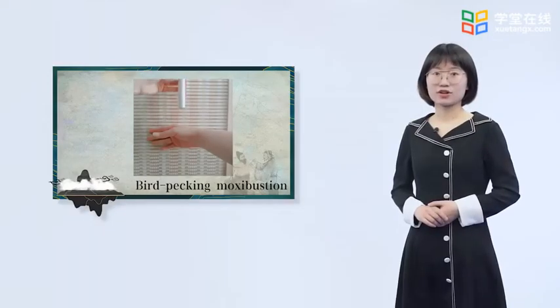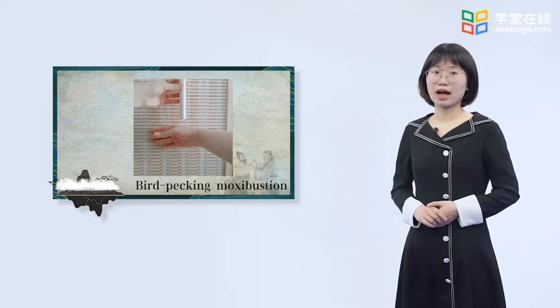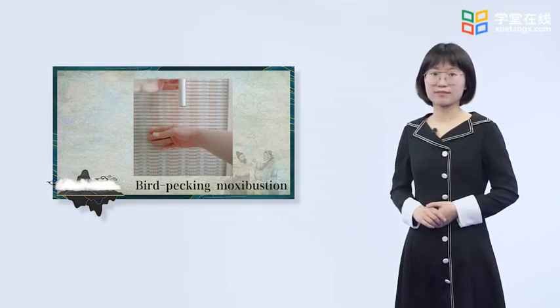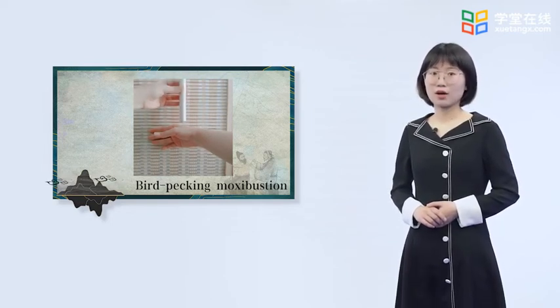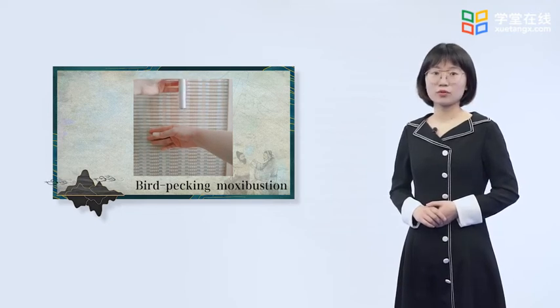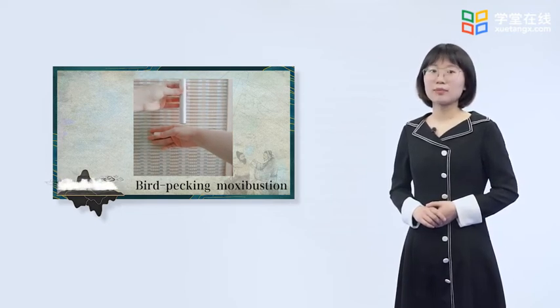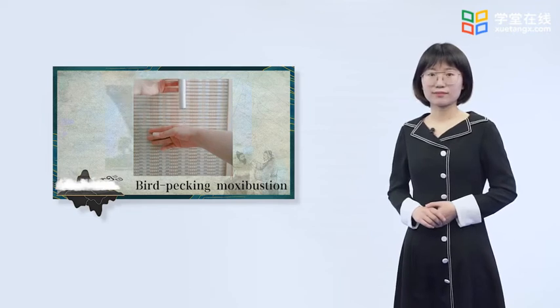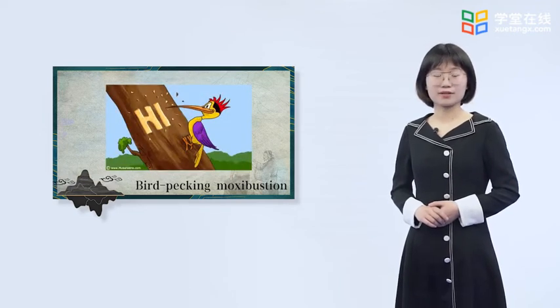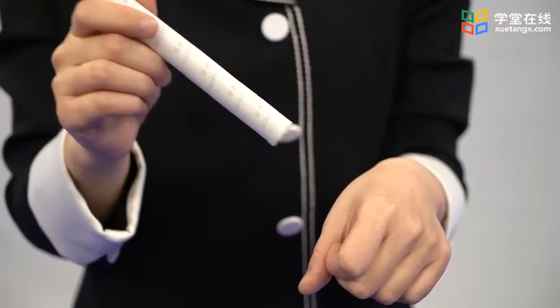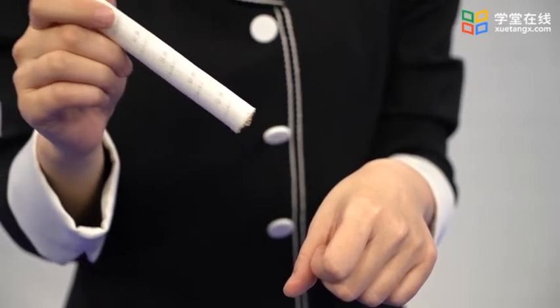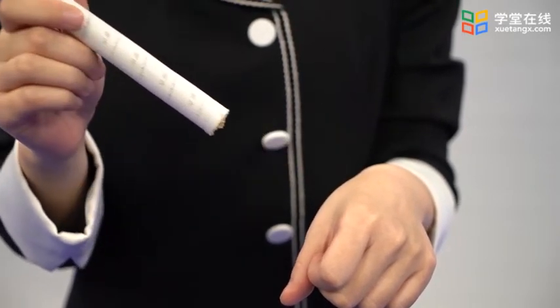The last method has an interesting name called bird-pecking moxibustion. It means we hold the ignited stick and move the ignited end upwards and downwards, as if a bird is pecking. This method is used to treat some acute diseases and diseases of excess pain.